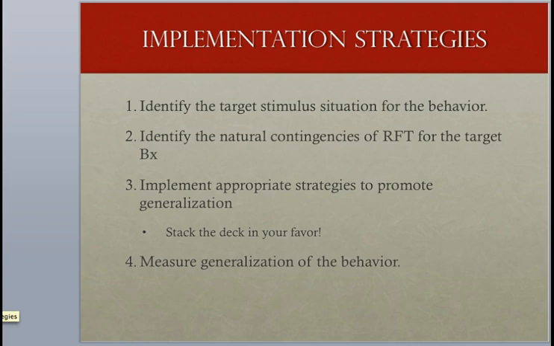And then finally, there are several implementation strategies for generalization. The first is to identify the target stimulus situation in which the behavior is going to be important. So know where this behavior is going to be used and identify that and use what you know about that situation or that setting to help build your training setting. Second, identifying natural contingencies that will be available after the behavior generalizes, and then incorporating similar contingencies in your training.